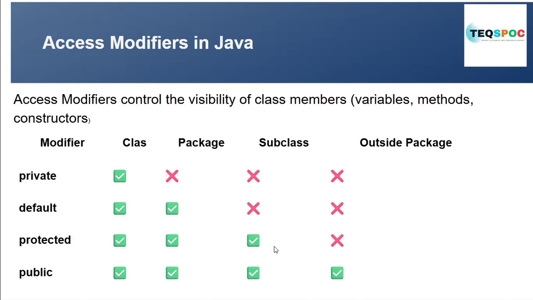So these are the basic access specifier definitions. You have to note all these points and learn all the things by heart.